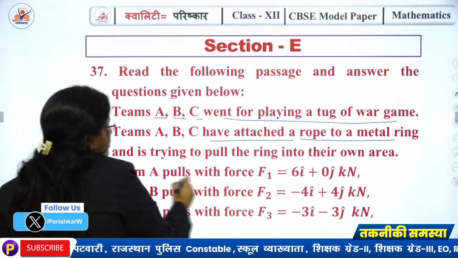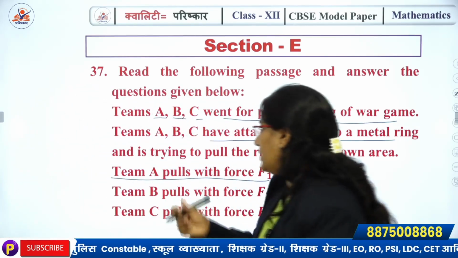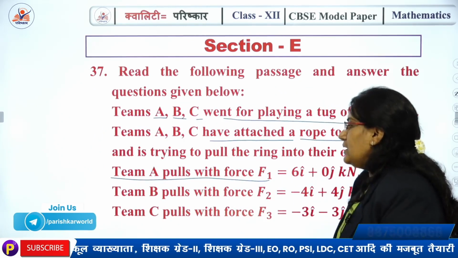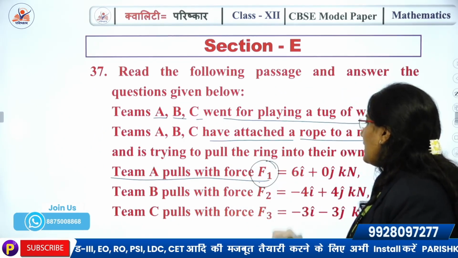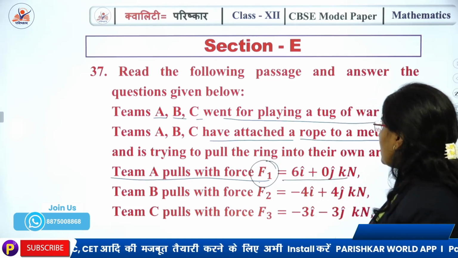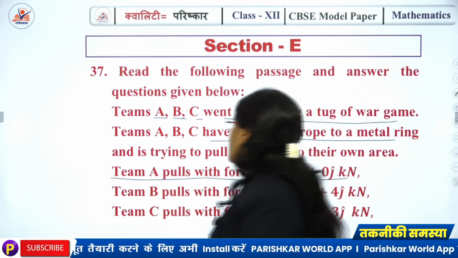टीम A pulls with force F1. टीम A ने जो पुल किया है उस रिंग को, वो टोटल फोर्स कितना लगाया है? F1 लगाया है, which is given by 6 i cap plus 0 j cap kilo Newton.